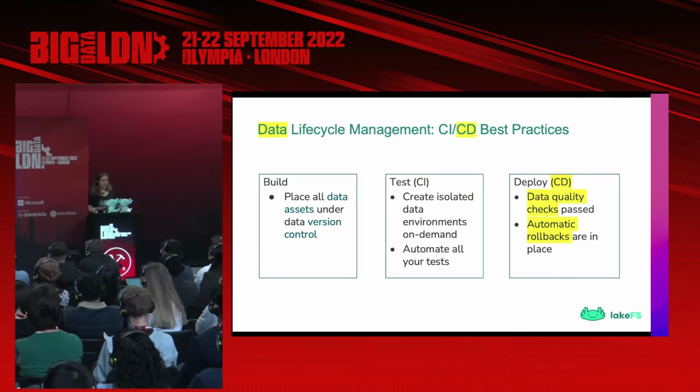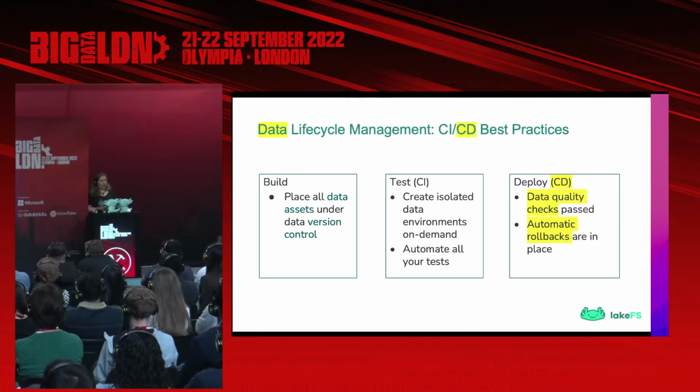And the next phase is CD, the deployment of my data. So assuming I have my isolated data environment that runs inside my production, I'm happy with the result. I automated all my tests. My tests give me a green light. Hopefully my tests are good. Quality check passed. I want to deploy.